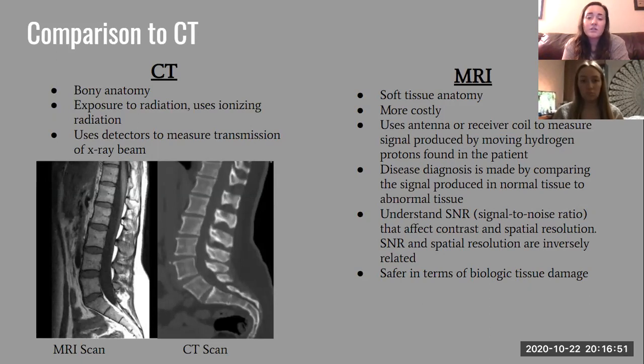It requires an understanding of SNR, which is signal to noise ratio, that affects contrast and spatial resolution. SNR and spatial resolution are inversely related. MRI is also much safer in terms of biological tissue damage than CT and X-ray that use radiation. The two pictures here on the bottom, the MRI is on the left and the CT scan is on the right.